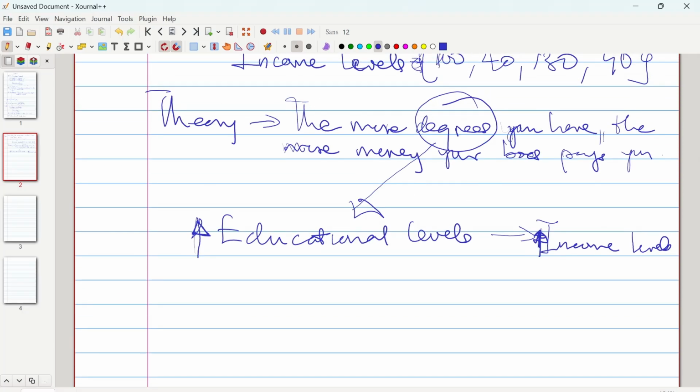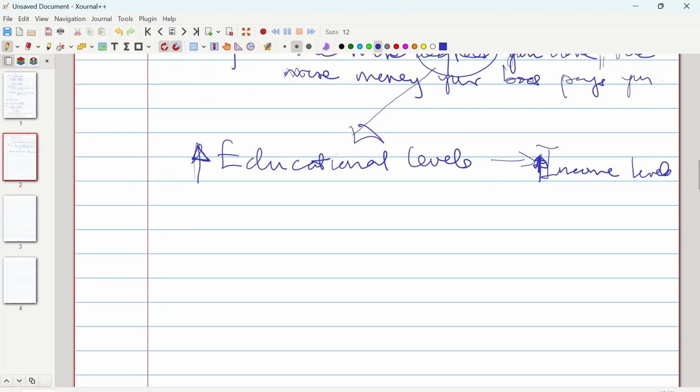We've been able to formulate the phenomena in our theory as variables. Now, what type of variables are these? This brings us to the basic types of variables that we have. And these are not the only two variables that we have. Later on in the course, we'll be talking about other variables like moderating variables and mediating variables. But for now, we are interested in two types of variables.